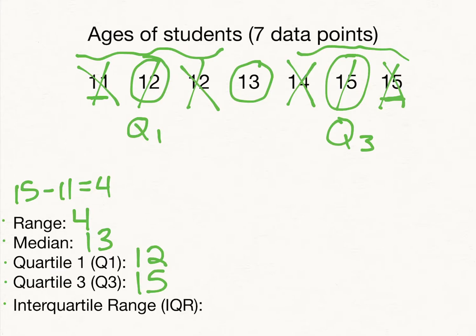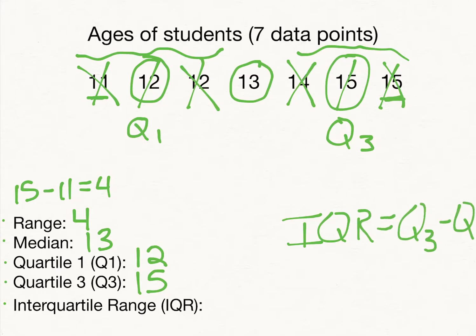For our interquartile range, our IQR, let's remember that that is quartile 3 minus quartile 1. So for this set of data, that's going to be 15 minus 12, which equals 3. So our IQR is 3. This is an example of if you have a set of 7 data points.